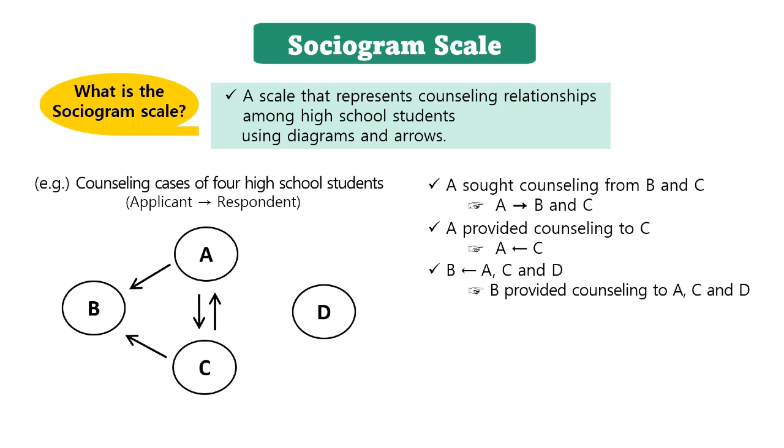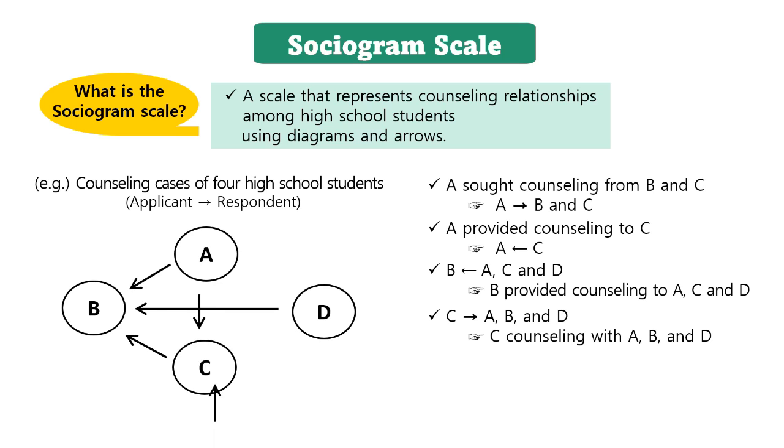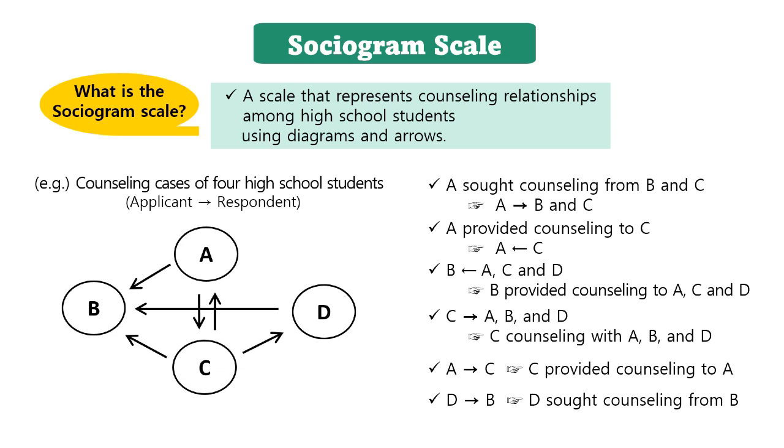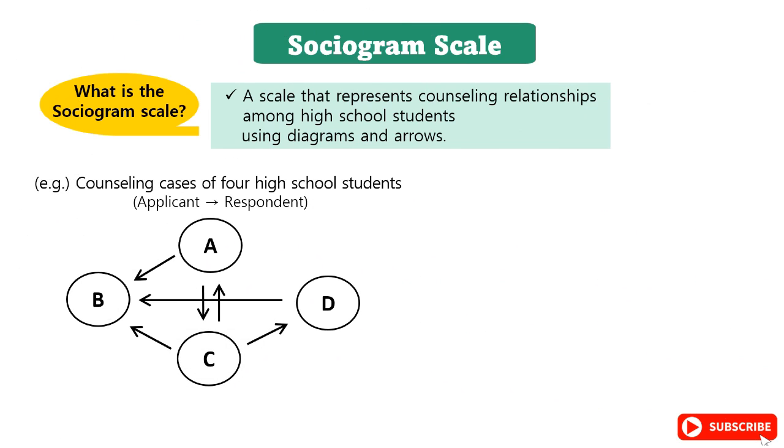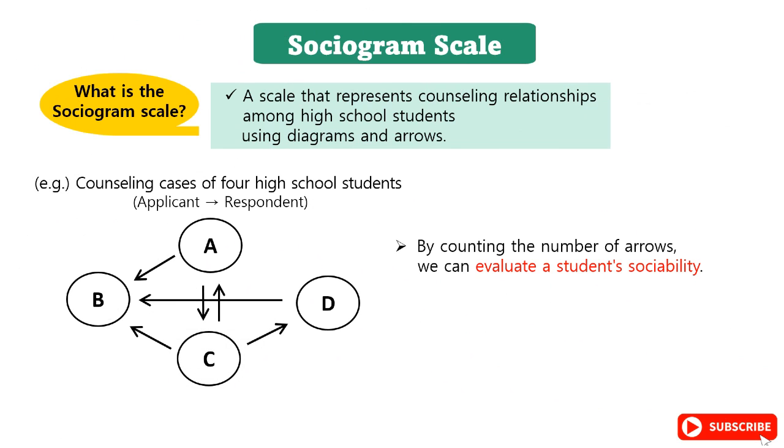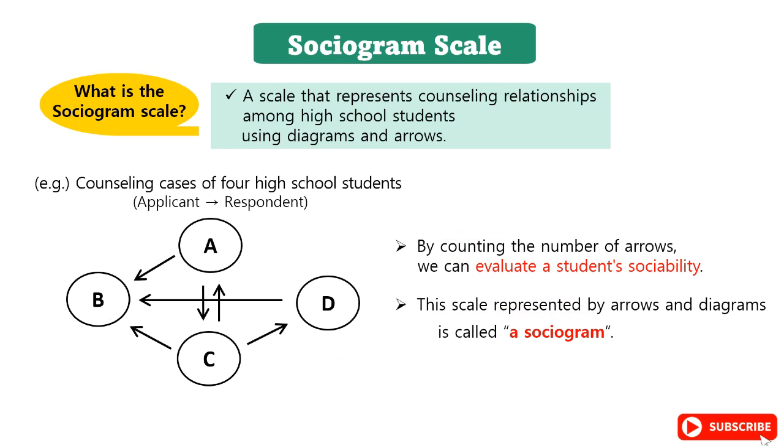Similarly, student B received arrows from students A, C, and D, indicating that student B provided counseling to these students. Student C pointed arrows at students A, B, and D, indicating counseling with these individuals. And since arrows pointed from A to C, it suggests student C provided counseling to student A. Student D sought counseling from student B. By counting the number of arrows, we can evaluate a student's sociability. This scale, represented by arrows and diagrams, is called a sociogram.